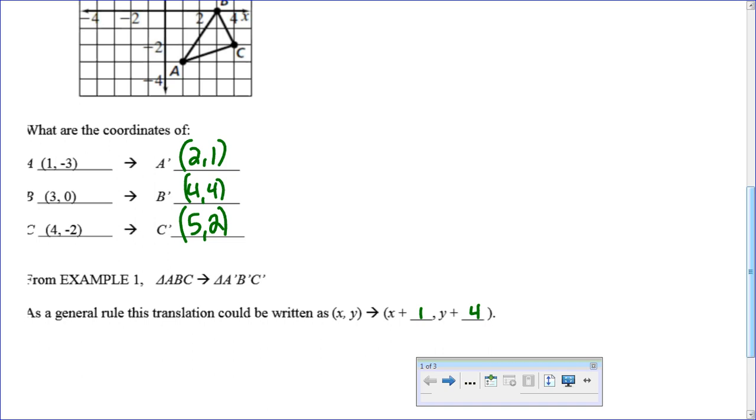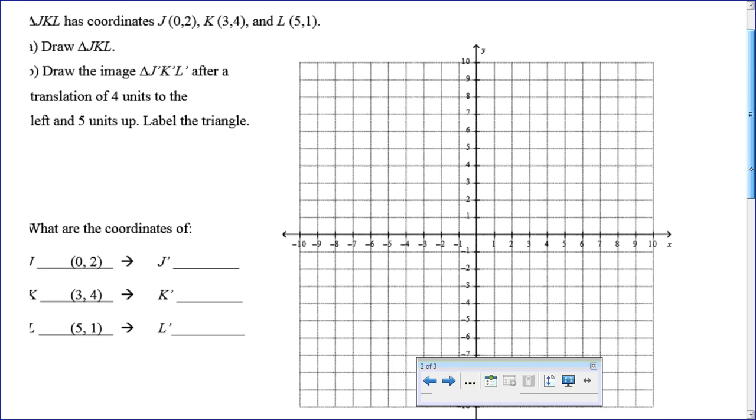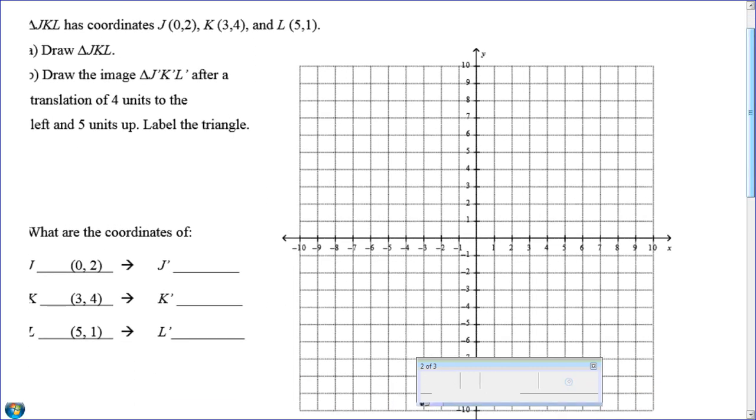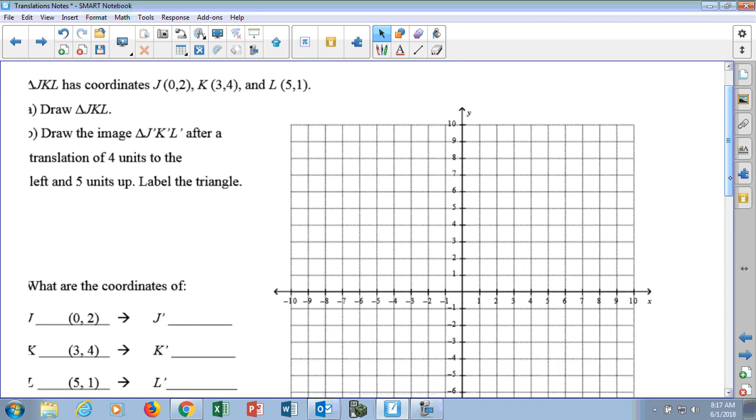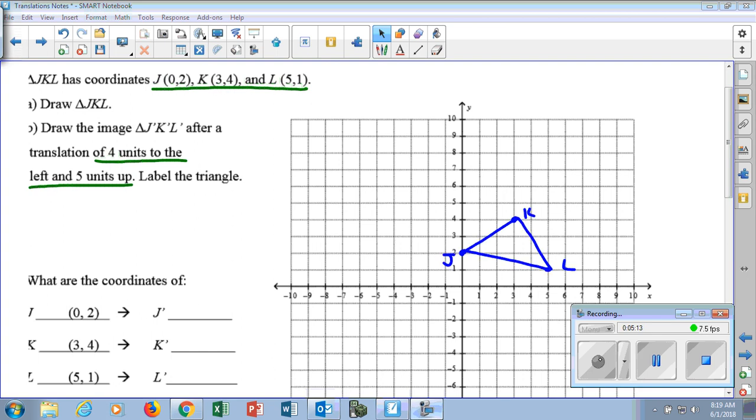All right, so I'm going to pause this real quick. I want you to try example 2. And that includes drawing the original figure as well. So you're going to draw J, K, L. These are the original points. And then you're going to translate it 4 units to the left and 5 units up. And then write down your coordinates and see where you come from, where you get to. We'll give you about 5 minutes to work on this, so I'm going to pause. All right.